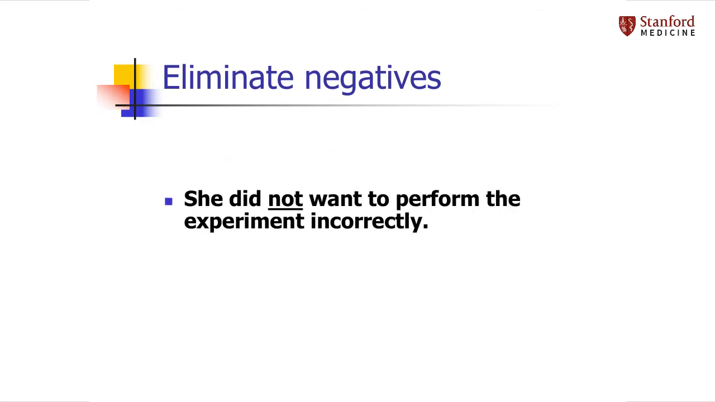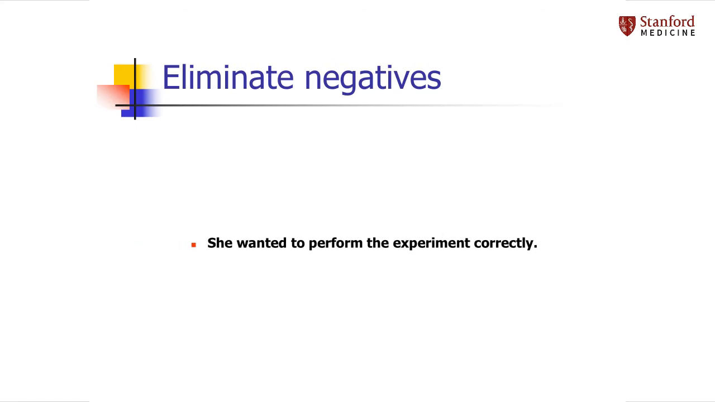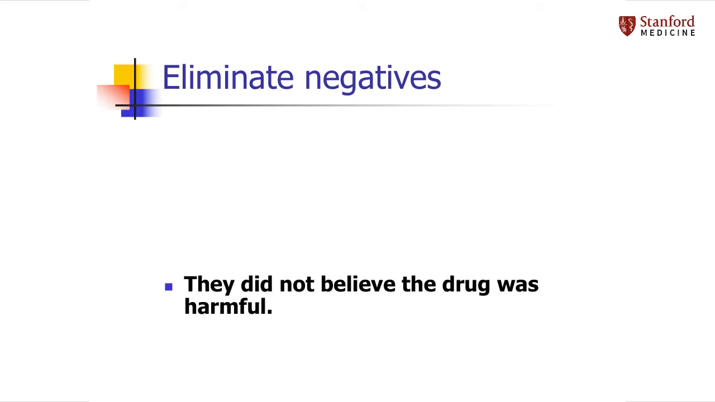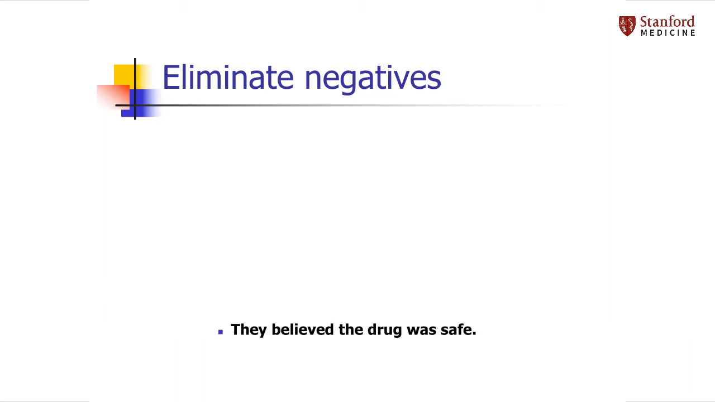For example, she did not want to perform the experiment incorrectly. You can see that there's a double negative here, which is confusing. So how would we turn that one into a positive? You would just say, she wanted to perform the experiment correctly. That's obviously much clearer. Or how about, they did not believe the drug was harmful? How would you turn that into a positive? You would say, they believed the drug was safe.